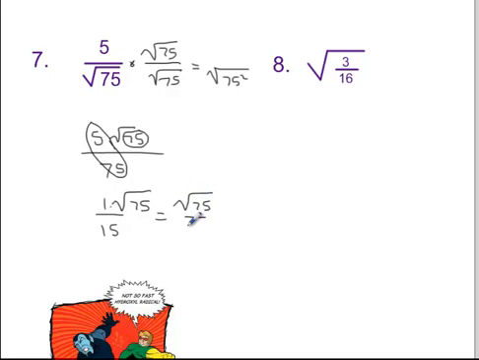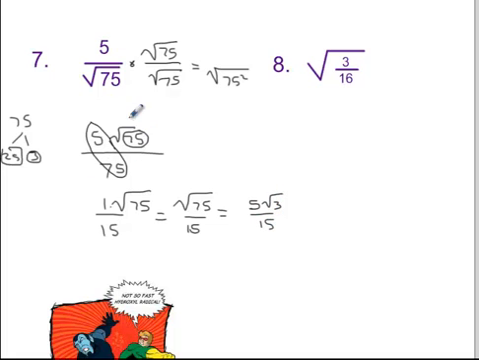Now, I still haven't dealt with the perfect square I said was in here. Have you figured it out yet? Well, 75 is 25 times 3, and 25 is a perfect square. And what is the square root of 25? Well, it's 5. So that's 5 radical 3 over 15.